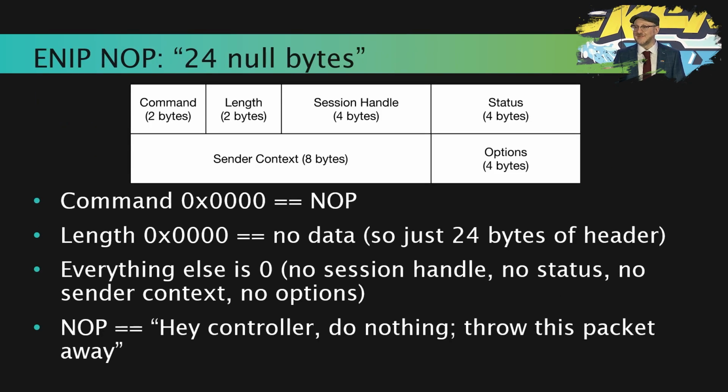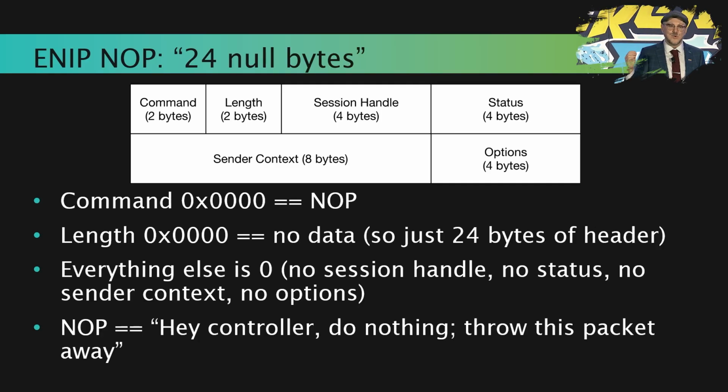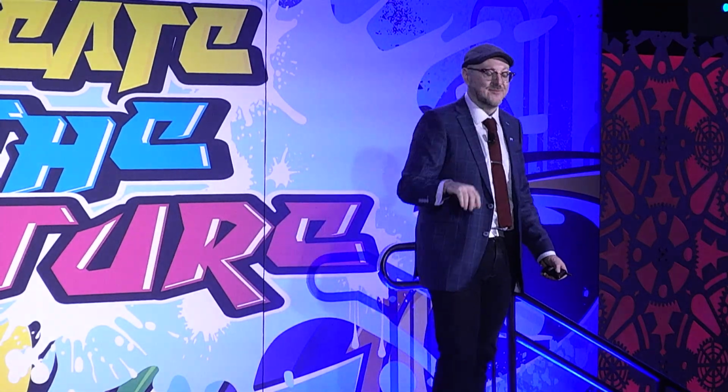This is what the Ethernet IP header looks like. It is 24 bytes long, and then if you have a CIP request embedded inside of this, it would come after the Ethernet IP header. So 24 null bytes would be command 0, which is a no-op command. And then the length field would also be 0, meaning that there's no payload. So that means the packet is only 24 bytes long. Everything else is set to 0, so you have a null session handle, no status bits set, no sender context, no options. But basically a no-op just tells the remote device, hey, take this request and throw it away. We don't care about it, and then continue processing whatever other requests you have.